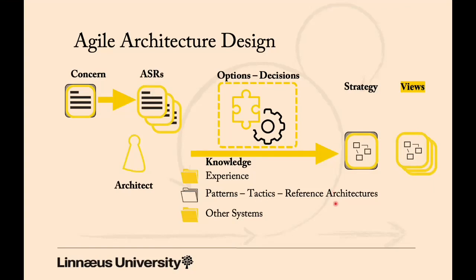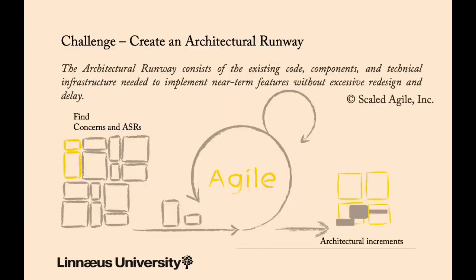So what do we have? Well, I mentioned last week that the architectural decisions are the important ones that impact large chunks of the system, et cetera, et cetera. So the challenge here is really to find concerns and architecturally significant requirements in the user stories.